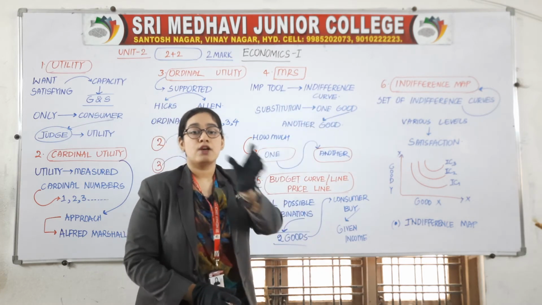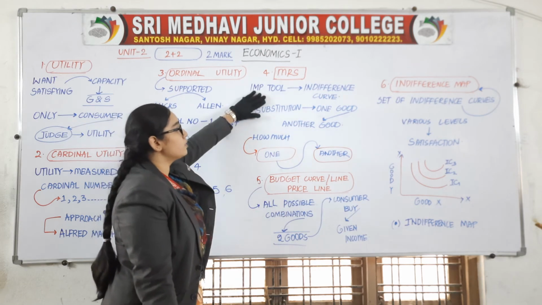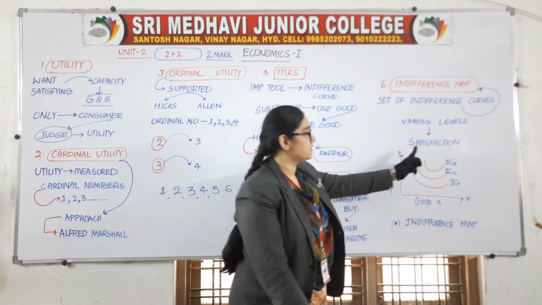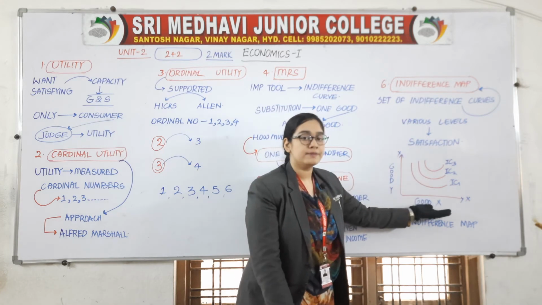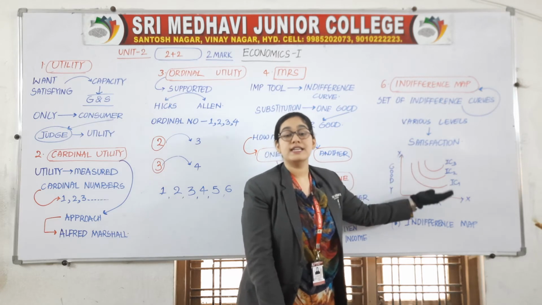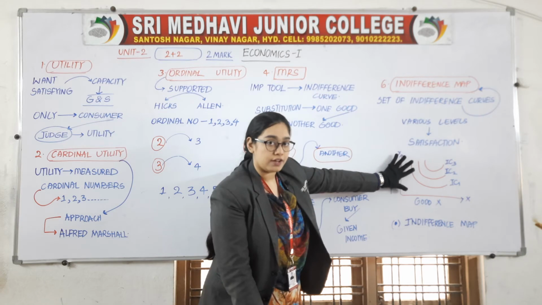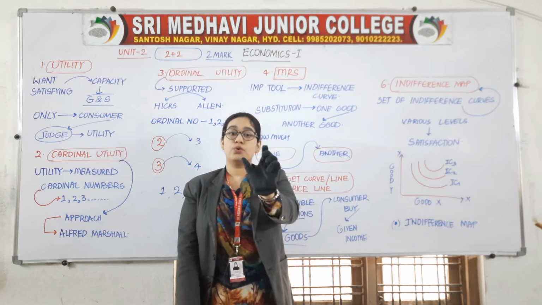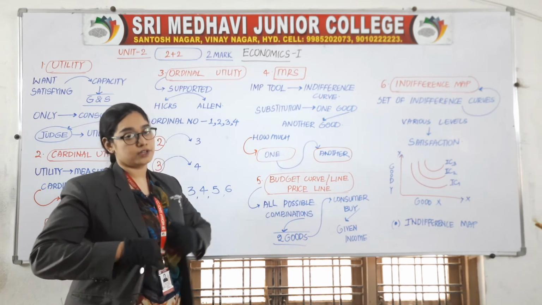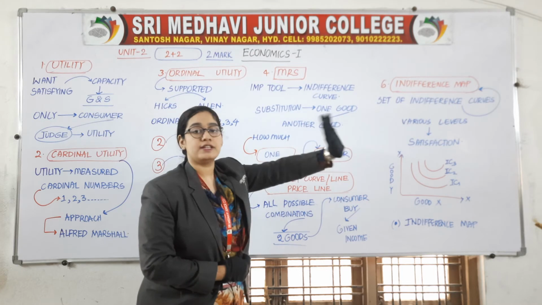Now, let us see what is marginal rate of substitution. It is an important tool of indifference curve. Indifference curves are something of this kind. You can find IC1, IC2 and IC3. So, these are the indifference curves. In order to draw an indifference curve, the important tool is marginal rate of substitution. What is the first point? It is an important tool of indifference curve.